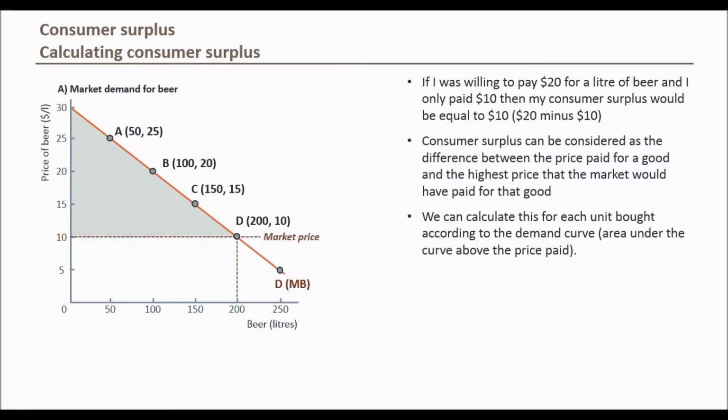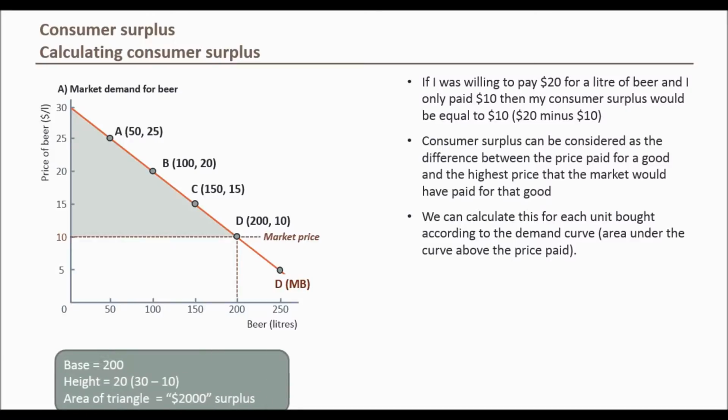To calculate the area, we simply take the base, which is equal to 200 liters, and multiply this by half the height of the triangle. The height of the triangle is equal to $20. We can see this by taking the $30 and subtracting the bottom $10. And so half of $20 is $10, which is half the height of the triangle. The area of the triangle is therefore equal to 200 liters multiplied by $10 per liter, which is $2,000.